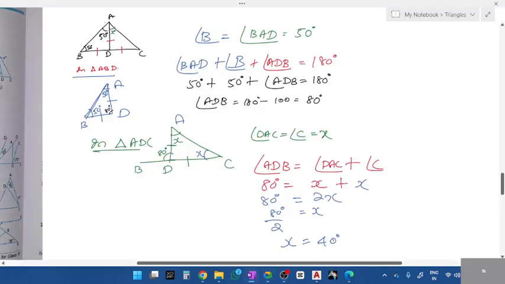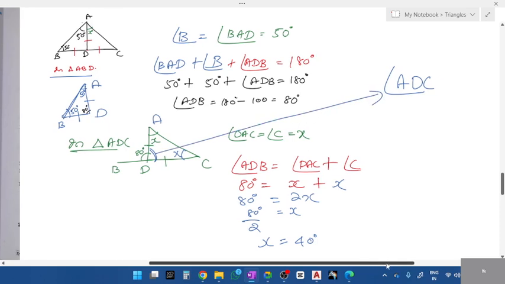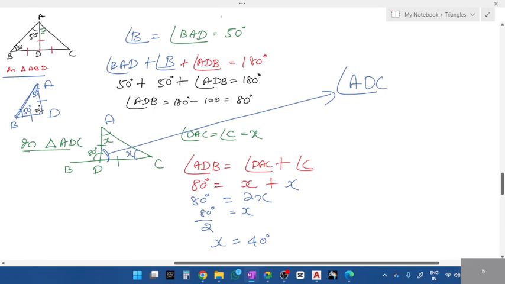X is 40. Fine. What if they tell you to find angle ADC now? This missing angle ADC, how will you find ADC? What are the two ways you can find ADC, students? What are the two different ways? Is D a straight line? Is D given in a straight line?